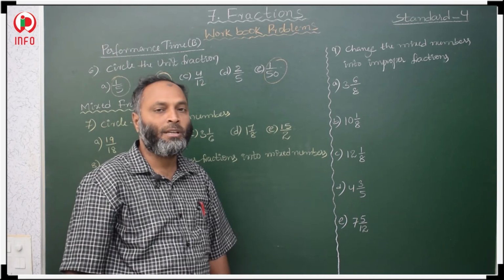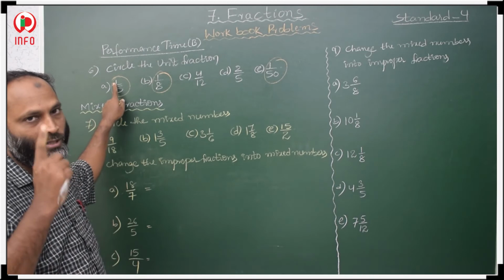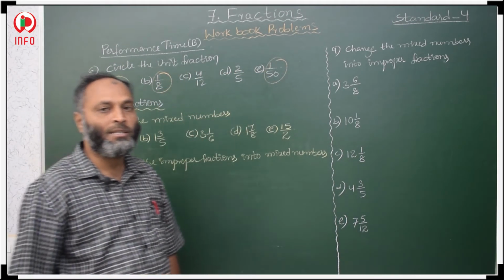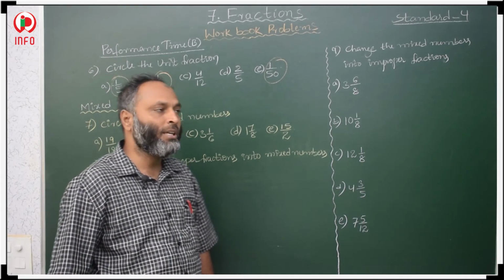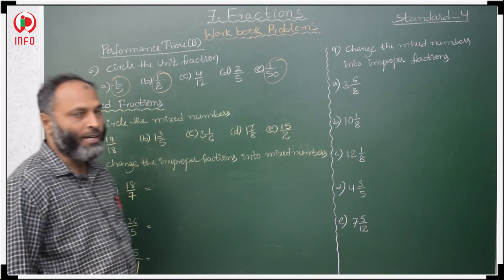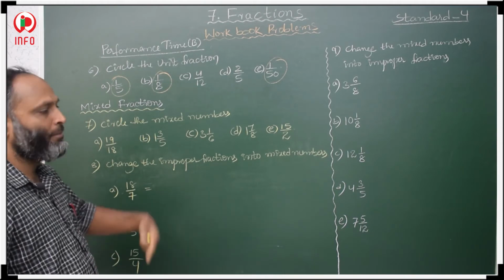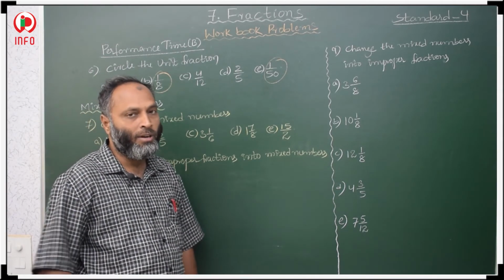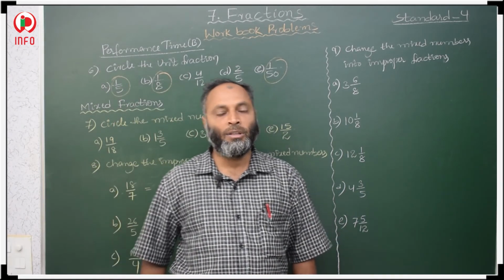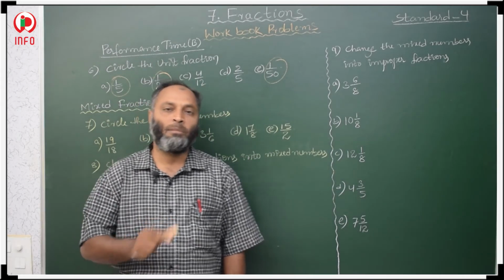Why are these three fractions unit fractions? Because the numerator of each is 1. That is why these three fractions are unit fractions. Okay. Next, mixed fractions. The next one: circle the mixed number. Mixed number means mixed fraction, we have to circle. What is a mixed fraction? A mixed fraction is a combination of a whole number with a proper fraction. That is our mixed fraction.